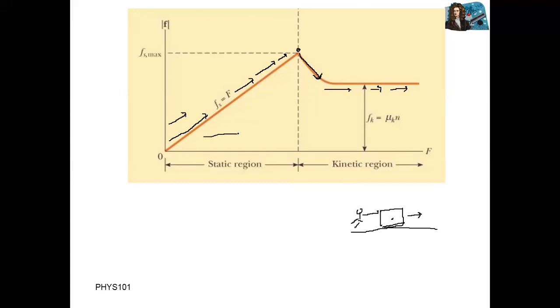This region is the static region. In this region the body was at rest. Then it automatically starts motion, and you need to reduce your force because now the body is moving. You are not increasing your force. Then after some time, with a constant force, you can produce motion. You can continue the motion of the body. This one is the kinetic region. This one is the static region.